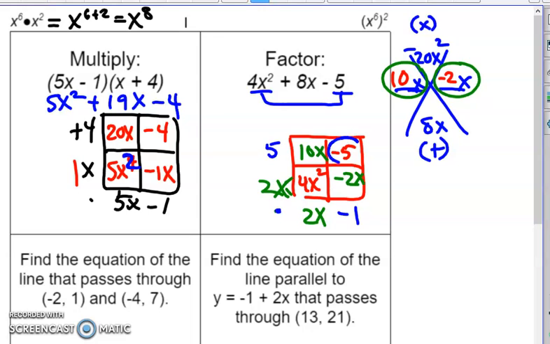And I still have that negative 5 in the top right corner with 5 times negative 1. So sometimes with the number here in front of the x squared, there's more than one pair. And so you have to look at the numbers and see which pair actually will work for all 3 numbers. That's the 10, the negative 2, and the negative 5. So we have 2x plus 5 is one of the factors, and 2x minus 1 is the other.